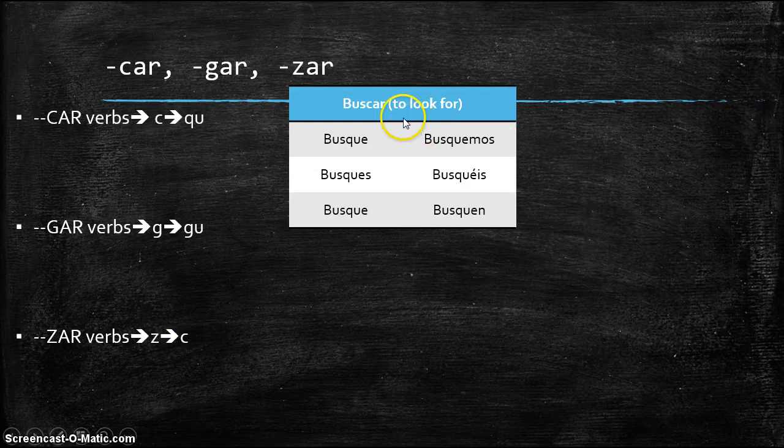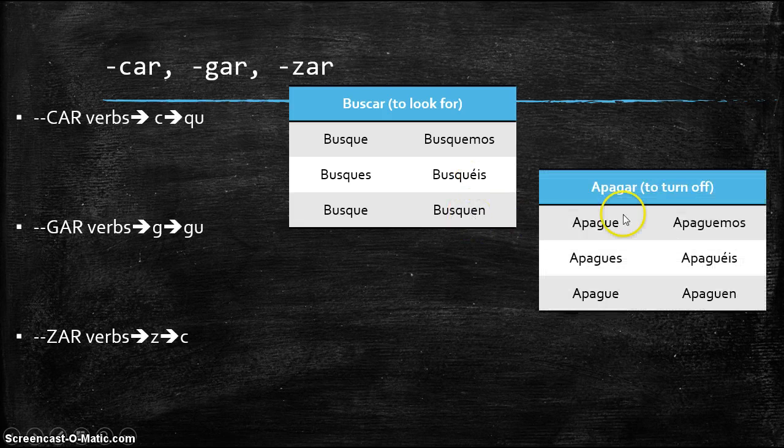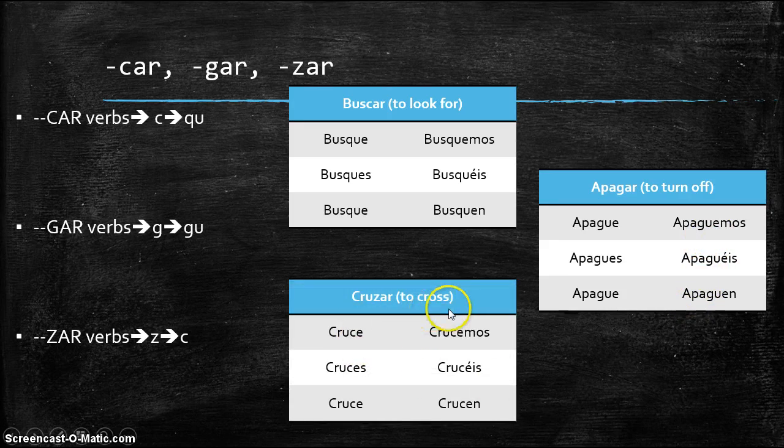Here are some examples. Buscar is a good car verb. We change the C to a QU: busque, busques, busque, busquemos, busquéis, busquen. Apagar would be apague, apagues, apague, apaguemos, apaguéis, apaguen. Cruzar means to cross: cruce, cruces, cruce, crucemos, crucéis, crucen.